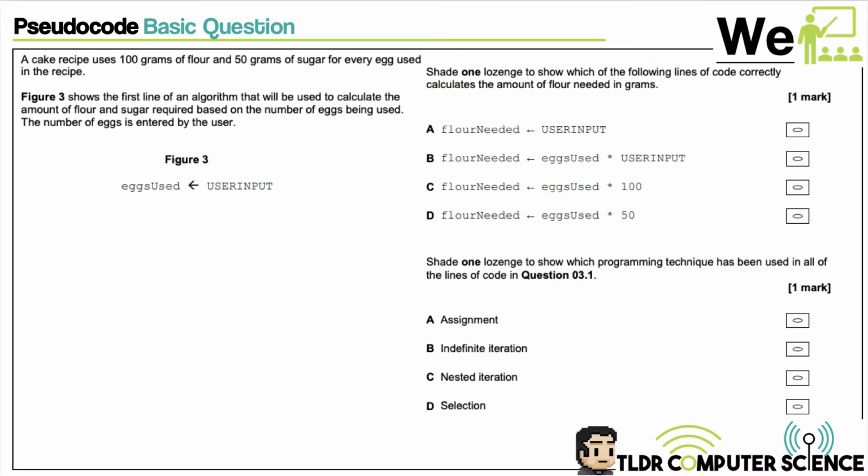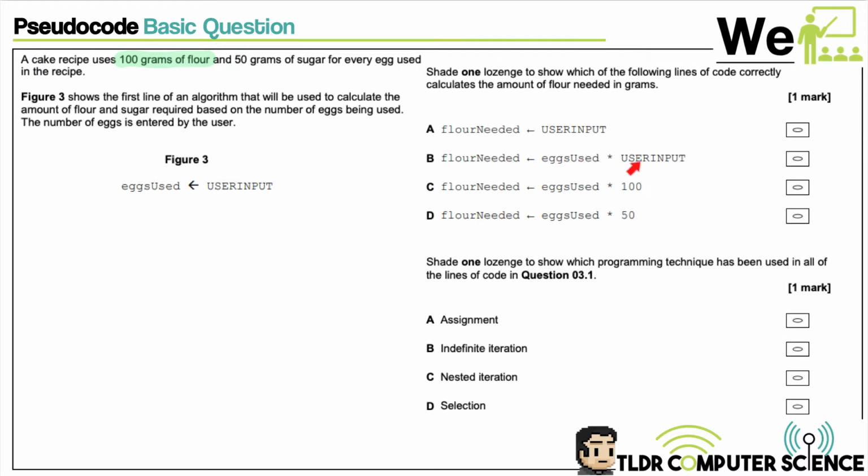Now, remember up here it said a cake uses 100 grams of flour and 50 grams of sugar for every egg used. So this is for the amount of flour needed. This is kind of abstraction. The crucial thing we're looking for here is removing the unnecessary detail and keeping what's important. Each egg requires 100 grams of flour. So the key here is the number of eggs used.